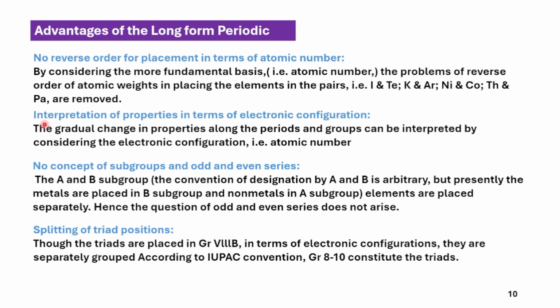Now, interpretation of properties in terms of electronic configuration. The gradual change in properties along the periods and groups can be interpreted by considering the electronic configuration, that is atomic number.